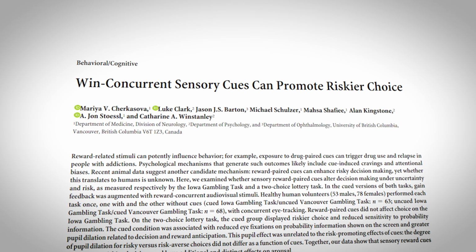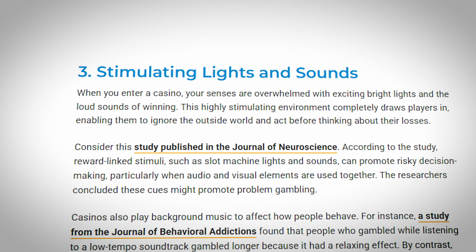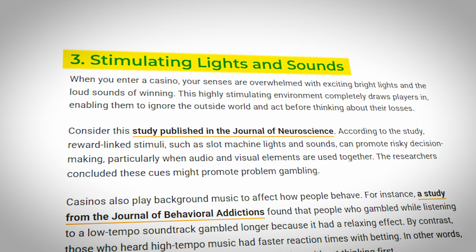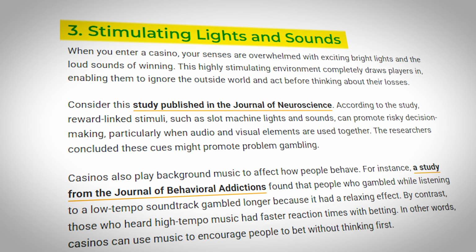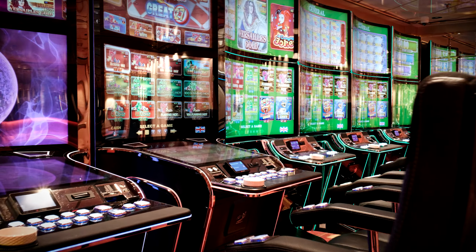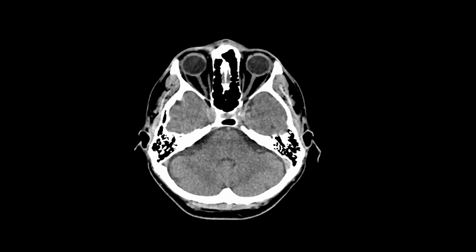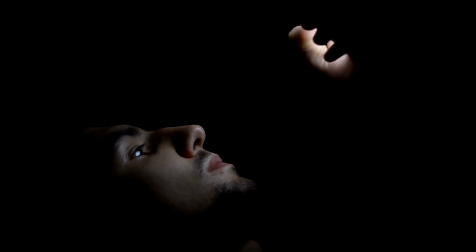What really concerns me is how precisely these techniques can be calibrated. The Journal of Neuroscience published a study showing that reward-linked stimuli, things like lights and sounds on a slot machine, can actually promote risky decision-making, especially when multiple senses are stimulated at once. The researchers were studying gambling behavior, but those same principles are being applied to your everyday apps and websites.